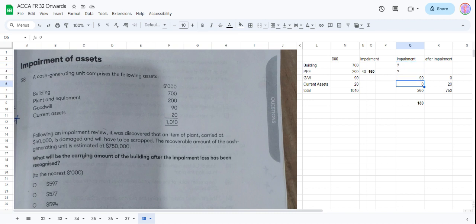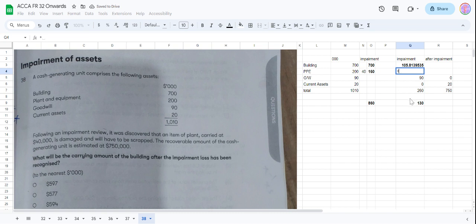So the total of these two, building and PP&E, is how much? This is still 700. So the total of these two is 700 plus 160, 860, and the total remaining impairment is 130. So this remaining 130 will be allocated. So we'll divide it by 860 and multiply it by this value. So we'll get this much of impairment.